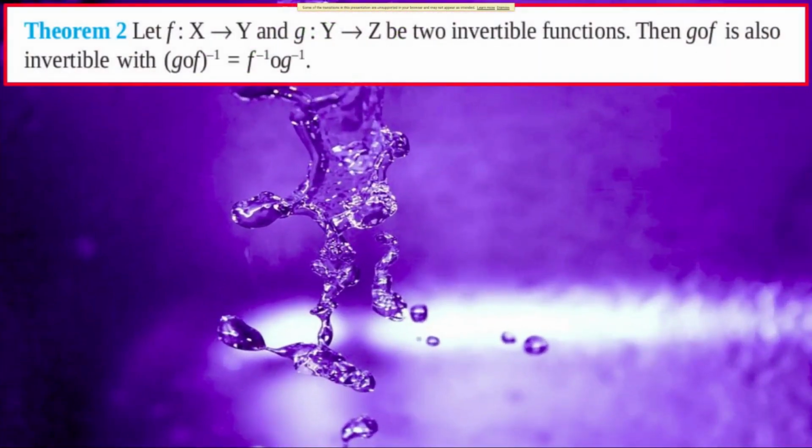Second theorem. Let f: X to Y and g: Y to Z be two invertible functions, then g composition f is also invertible with (g composition f) all inverse equal to f inverse composition g inverse. That's a reversal law of inverse.